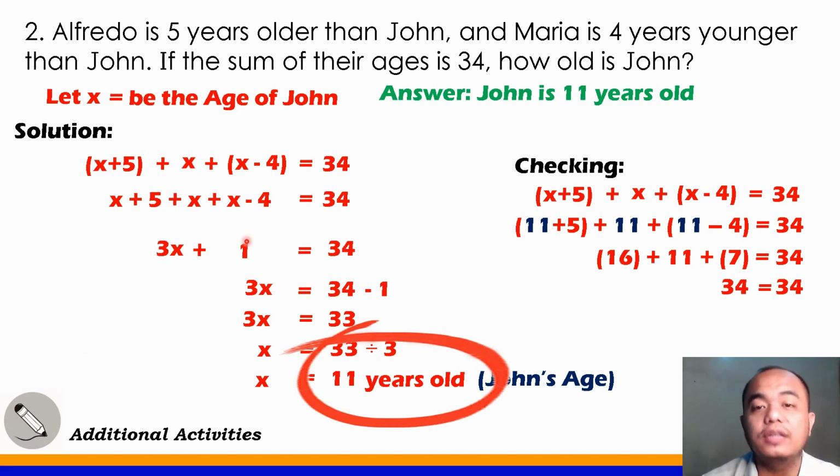Si John lang naman yung tinatanong dito eh. Kung gusto mong isolve ang age ni Alfredo, then you may use x plus 5, substitute 11. Okay? So, 11 plus 5, that becomes 16. So, 16 ang edad ni Alfredo. How about ang edad ni Maria? That becomes 11 minus 4. So, 11 minus 4 will give you 7. So, 7 years old ang edad ni Maria.